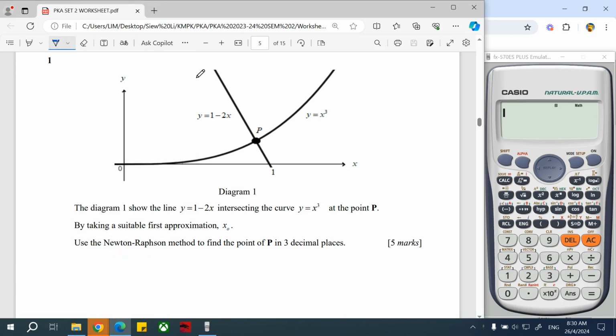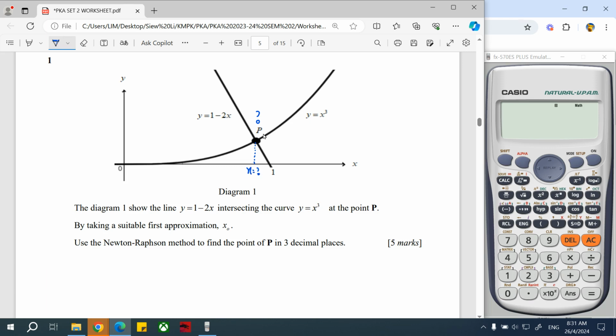Okay, so look at question number 1. The diagram shows the line y equals 1 minus 2x intersecting with the curve y equals x cubed at the point P. Then, by taking a suitable first approximation x naught, use the Newton-Raphson method to find the point P in 3 decimal places. So they want this. What is your point P?